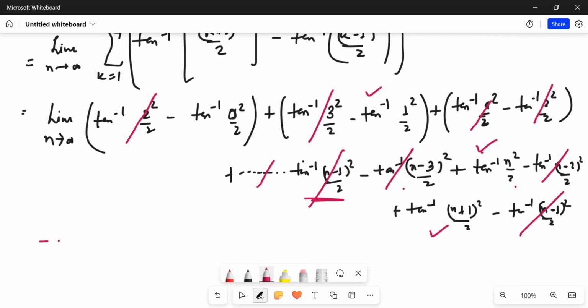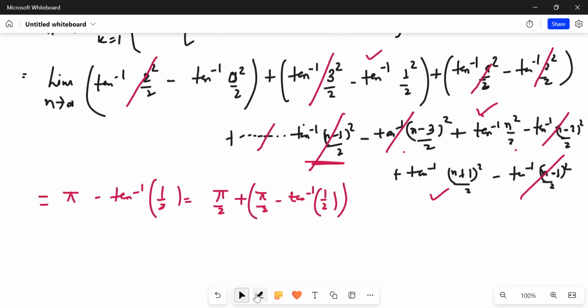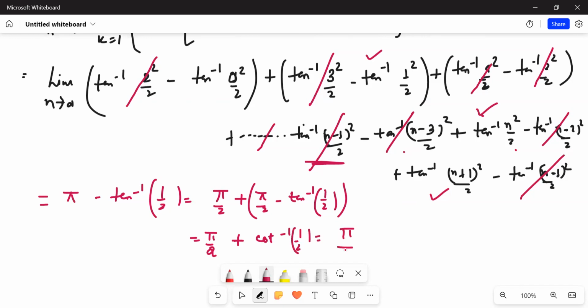Overall, you see that as n tends to infinity, this would be pi by 2, and this would be pi by 2, so this is simply pi minus tan inverse of half, which I can write as pi by 2 plus (pi by 2 minus tan inverse of half), which is cot inverse of half. And again, cot inverse of half can be written as tan inverse 2. So this is pi by 2 plus tan inverse 2.